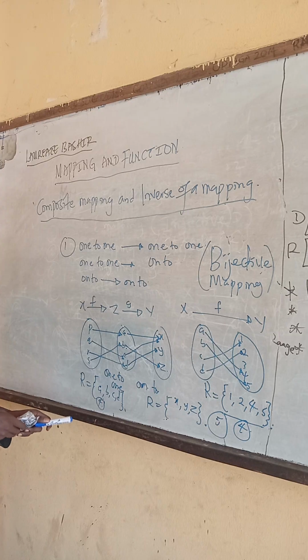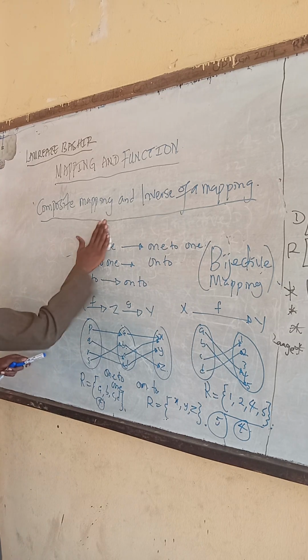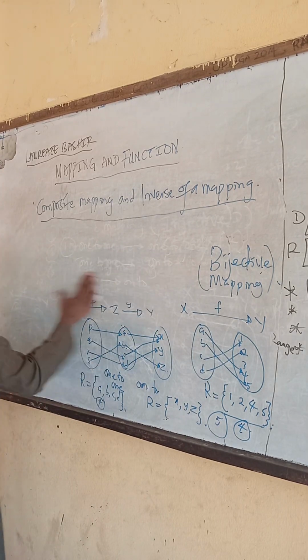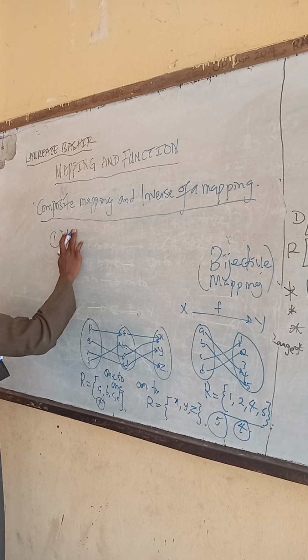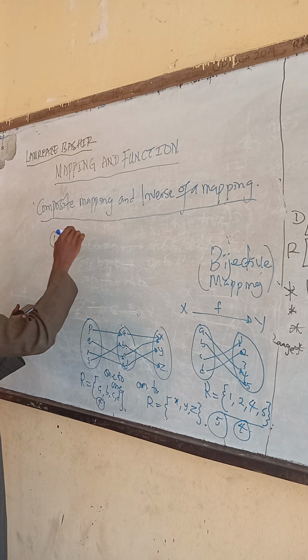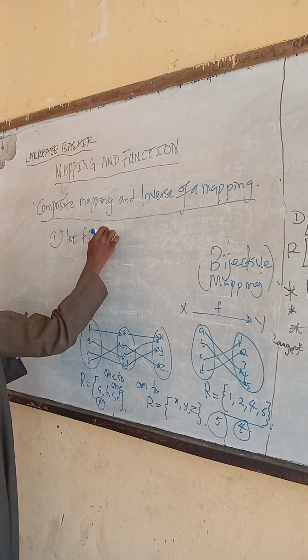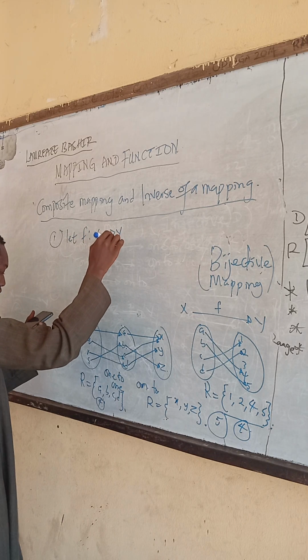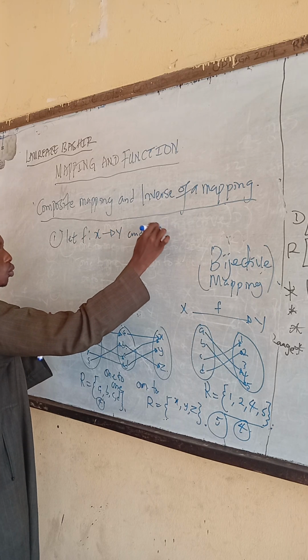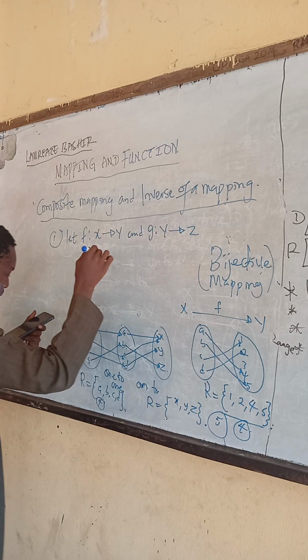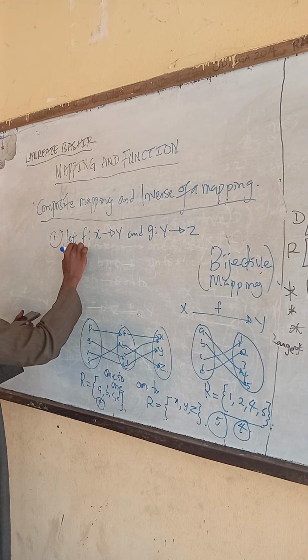So I will now give examples of calculations under composite mapping. Let's see 2 calculations under composite mapping. Number one. Look at this example. They say let function f such that x is mapped to y, and g such that y is mapped to z, be mappings.